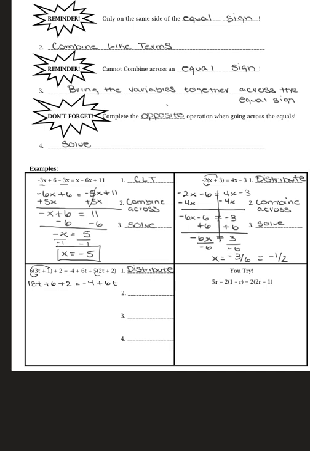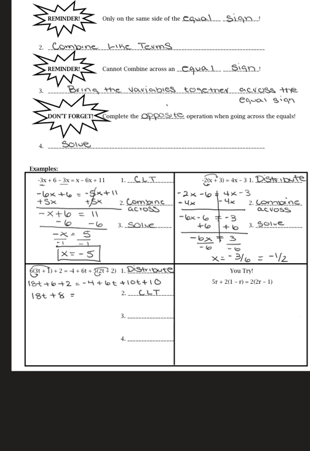Distribute my 5 to my 2t and my 2. So I get 10t plus 10. All right. So now we are going to combine like terms on either side. Looking at the left side, I have 18t plus 6 plus 2. Well, I know that 6 and 2 are constants, so they are my like terms. So I end up with 18t plus 8.